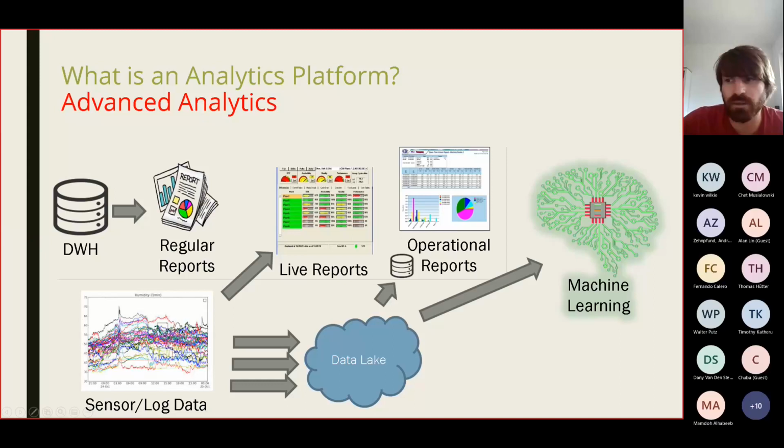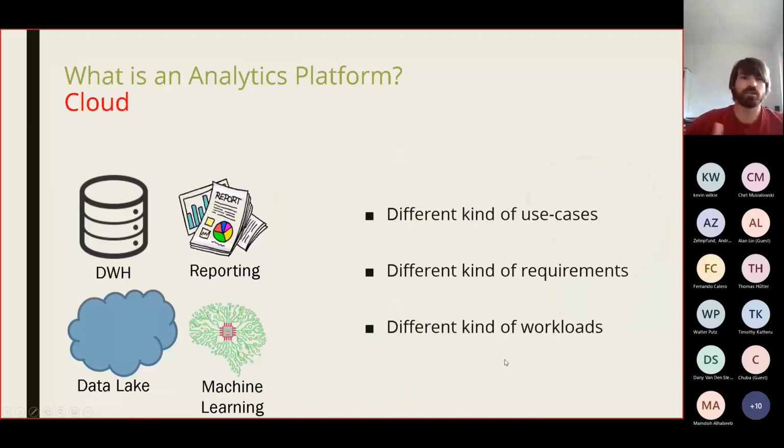And now we're going to have a look at why this is becoming more important and what this all has to do with the cloud. As you can see on the slide before, it already covered a lot of different aspects and use cases. We still have the data warehouse and reporting use case. We have the use case of a data lake for archiving and long-term storage of the data, and we also have the machine learning use cases, right? They all have different requirements and different workloads.